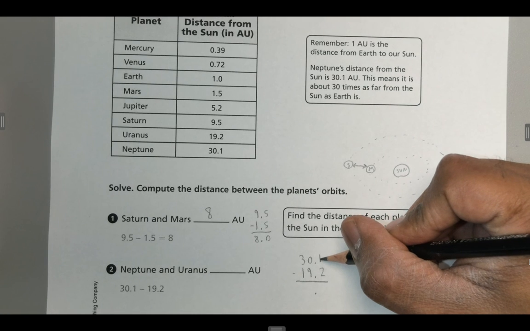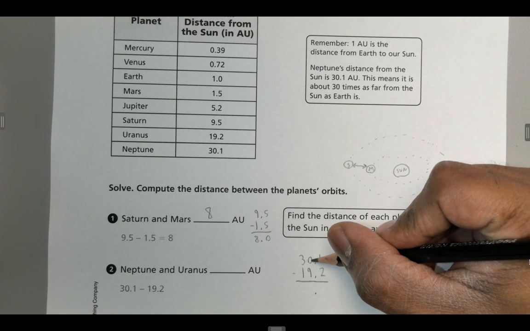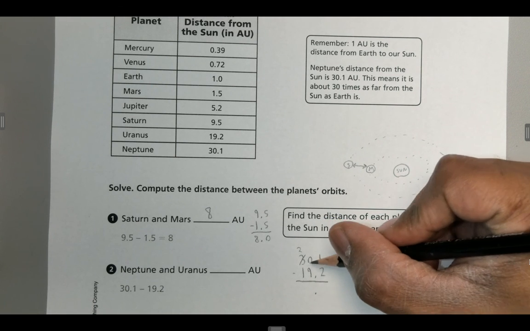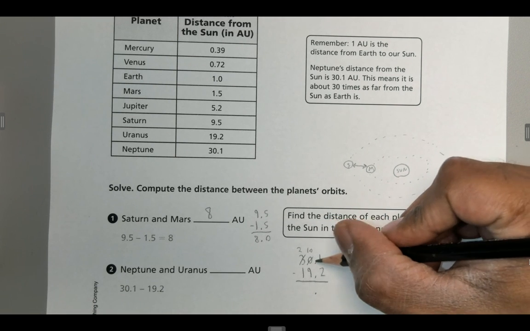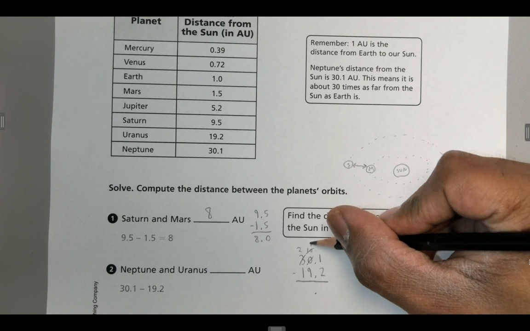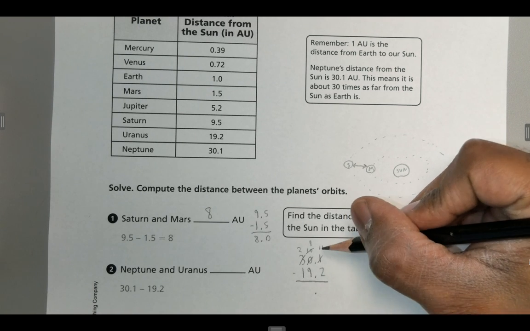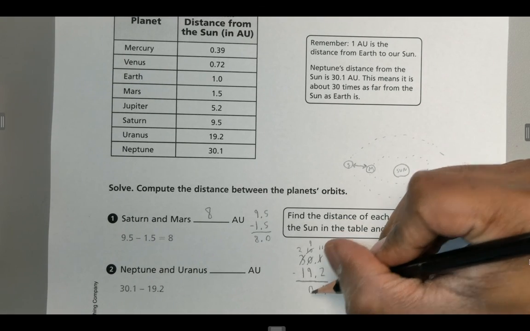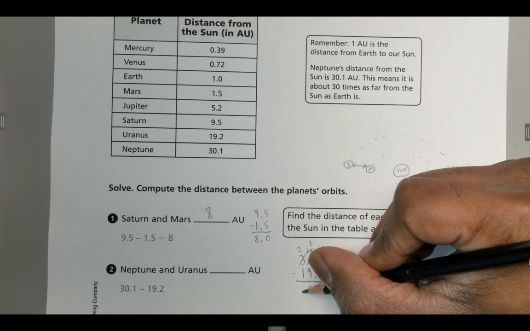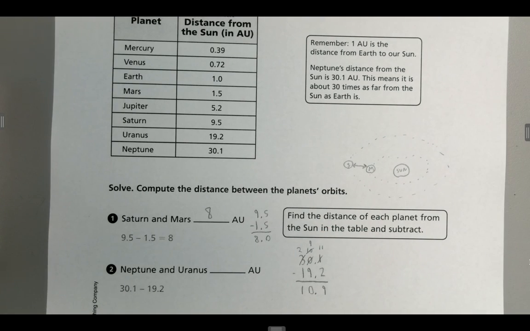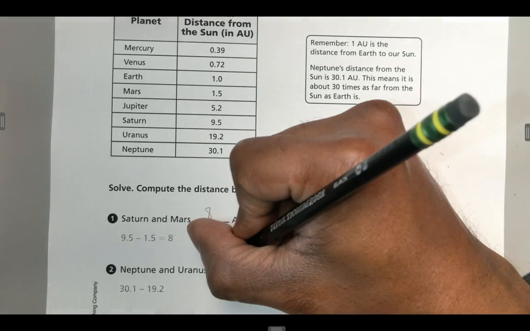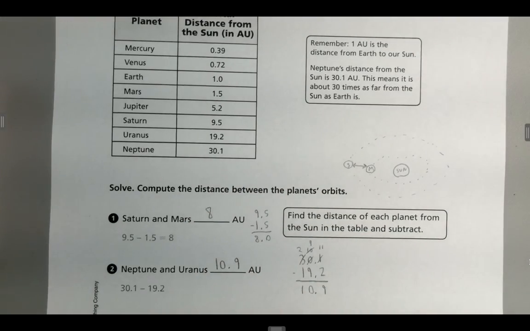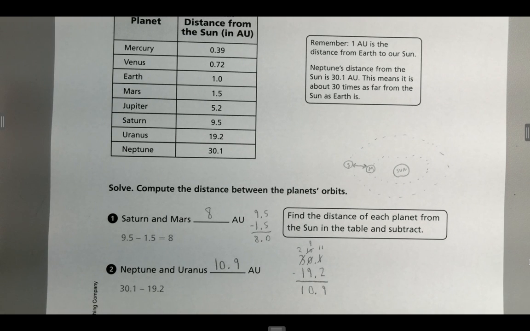And begin. 1 minus 2, the 1 needs to borrow. Can't borrow from the 0 yet, so we need to borrow first from the 2. Then the 0 becomes a 10, and now this 10 has something that the 1 can borrow. 11 minus 2 is 9. 9 minus 9 is 0. 2 minus 1 is 1. We get an answer of 10 and 9/10 AUs.